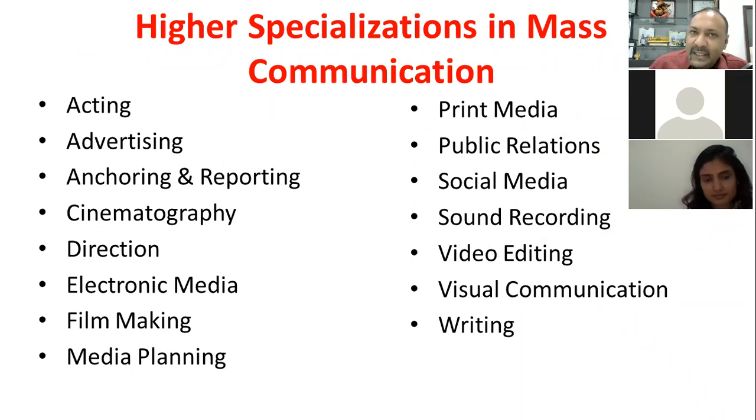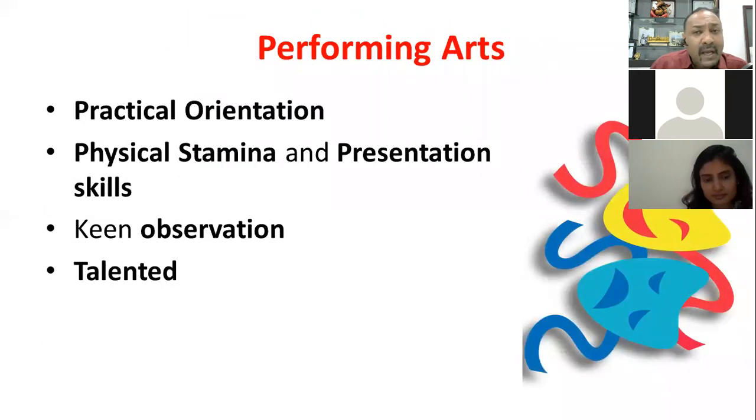And certain specializations in the area of mass communication would include acting, advertising, anchoring, reporting, cinematography, direction, electronic media, filmmaking, media planning, print media, public relations, social media, sound recording, video editing, visual communication, writing. Coming to performing arts, there are 3 kinds of performing arts.